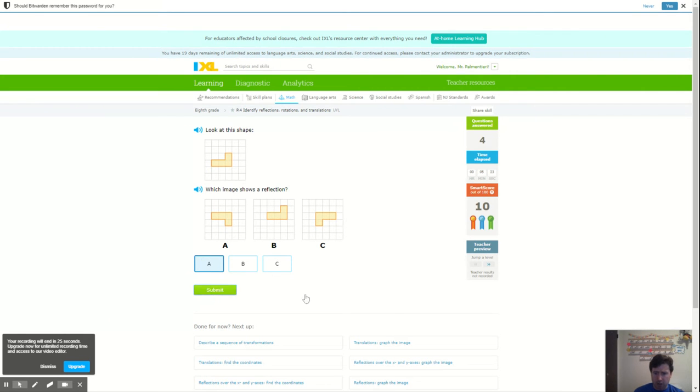Just remember that a translation is a slide. Oh, here we go. You're looking for the figure that slides. It stays the same orientation, but it slides, meaning it can't be spun around or backwards. This one's backwards, this one's spun around. So it's B, because it has that same shape. It just slid in that direction.